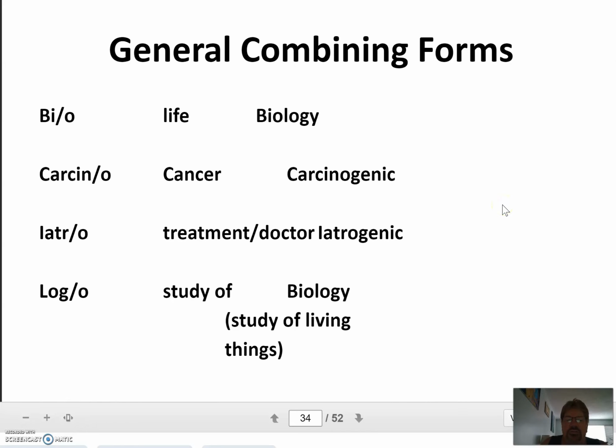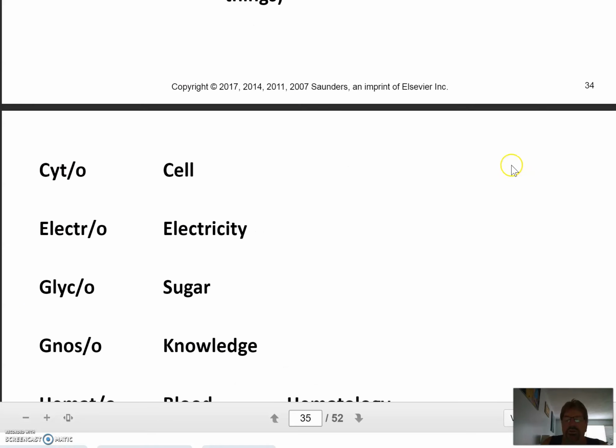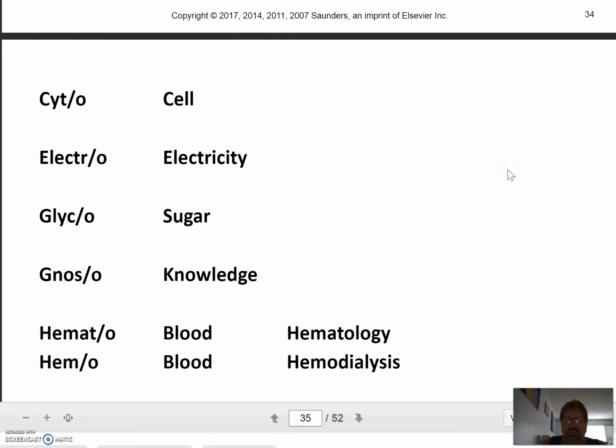General combining forms. Bio means life, biology. Remember, logi means the study of. Carcino means cancer. Carcinogenic. Something that's carcinogenic means it's been shown to cause cancer. Iatro, this is an I. Iatro, treatment by a doctor, iatrogenic. Logo, study of, we just said biology, study of living things. These are all important words. We'll be using them a lot though, guys, so you'll get used to it.